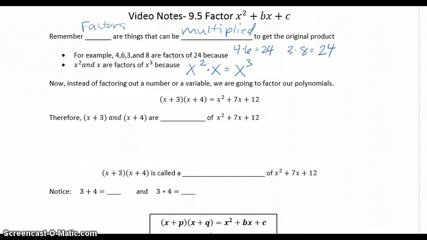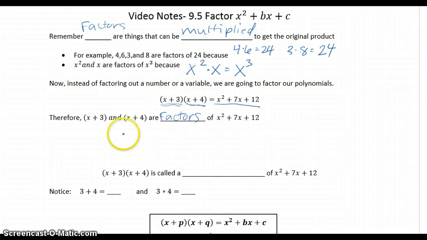So for example, if we're given the polynomial x squared plus 7x plus 12, we can factor it into smaller polynomials of x plus 3 times x plus 4. Because x plus 3 and x plus 4, when multiplied together, give us x squared plus 7x plus 12, those are factors of x squared plus 7x plus 12.